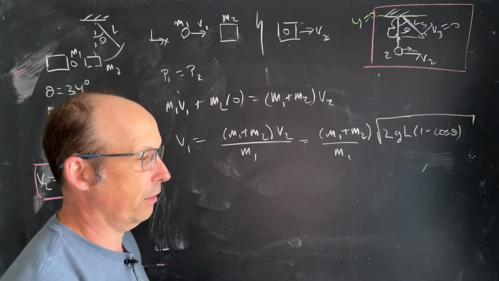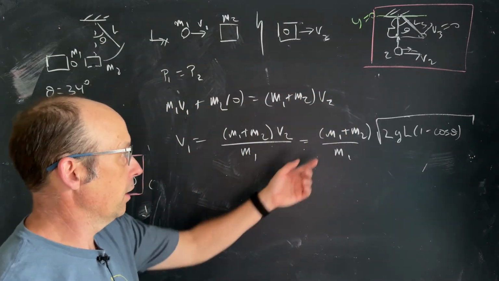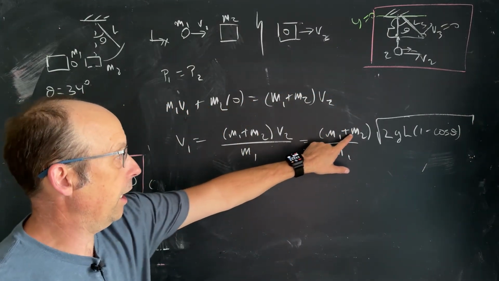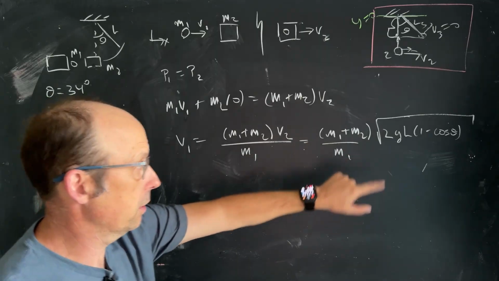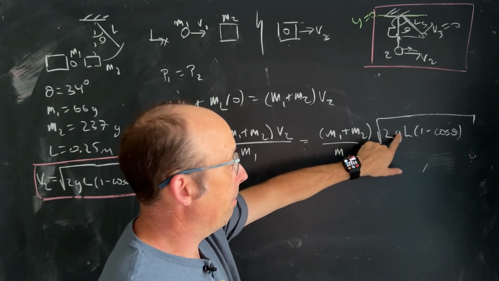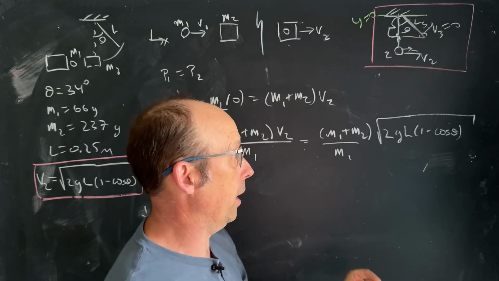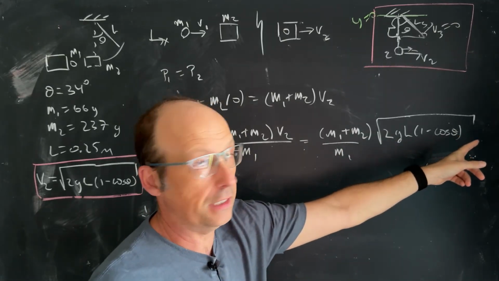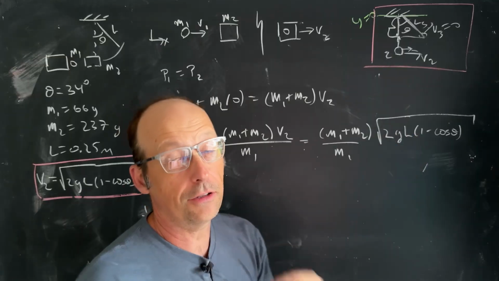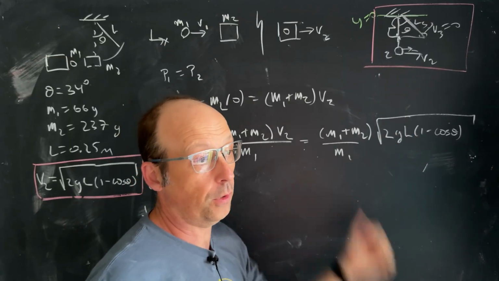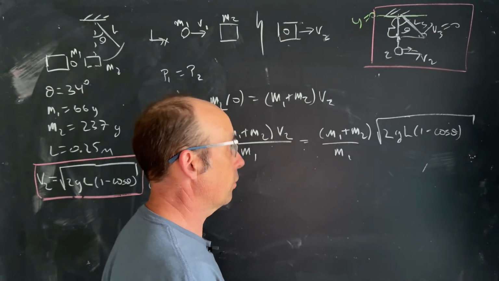And let's just check, because it should have units for velocity. Here I have kilograms over kilograms, so that has no units. Here I have meters per second squared times meters, which is meters squared per second squared, and 1 minus cosine theta doesn't have units, and 2 doesn't either. So I take the square root of meters squared per second squared, I get meters per second. So it does have the right units.